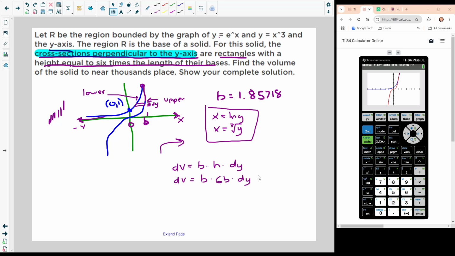Right? The height is 6 times the base. In other words, coming out of the blackboard pretty high. So there we go. That's my volume formula. All I need to do is figure out what b is. Of course, I'm going to integrate both sides.